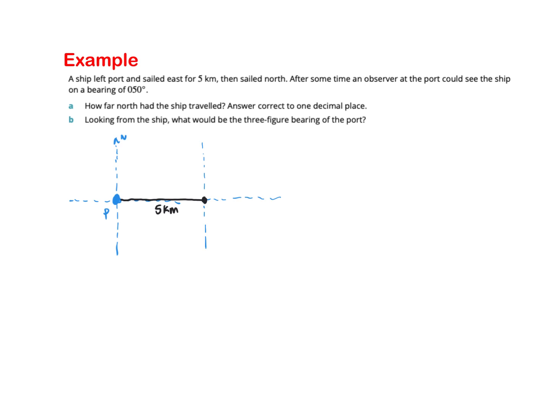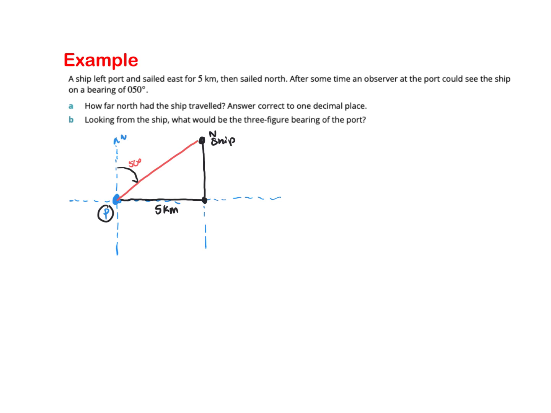And then they sailed north, so that means they sailed up here. After some time, an observer at the port, so we're over here at the port, could see the ship on a bearing of 50 degrees. So the person at the port's looking up here. The ship's up here, it's stopped up here. The observer's looking at the ship, and they said that it's at a bearing of 50 degrees. So you go from the observer's north, so we know that is 50 degrees.